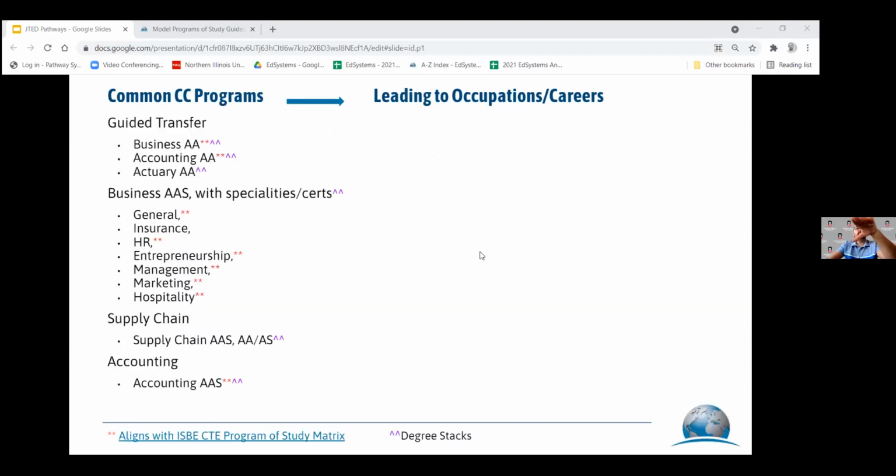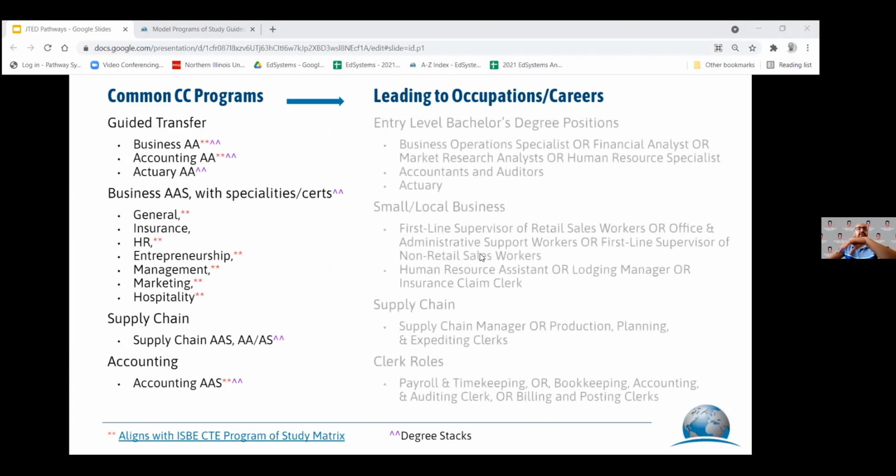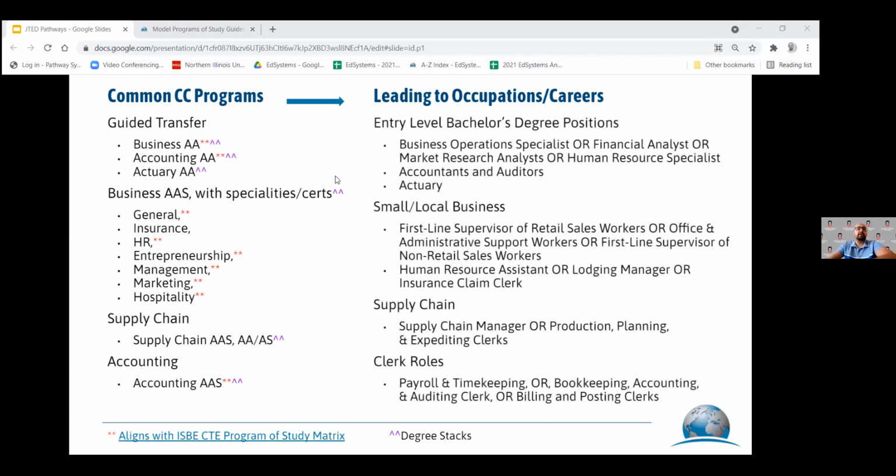And then we looked at how those degrees at the various community colleges or certificates lead to the various occupations and how they are linked or correlate with each other, right?